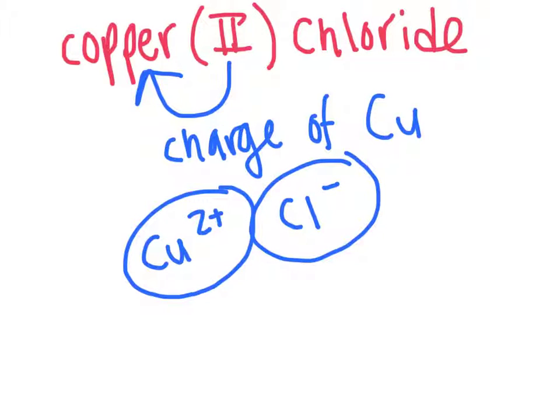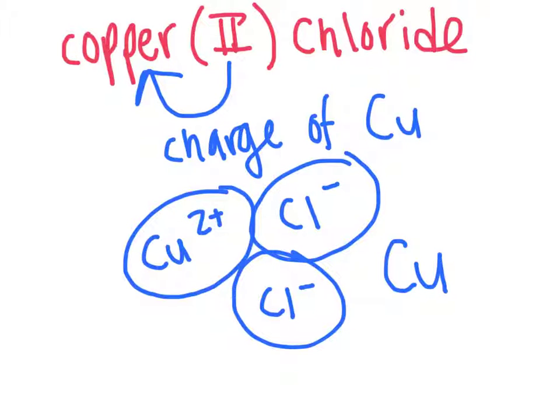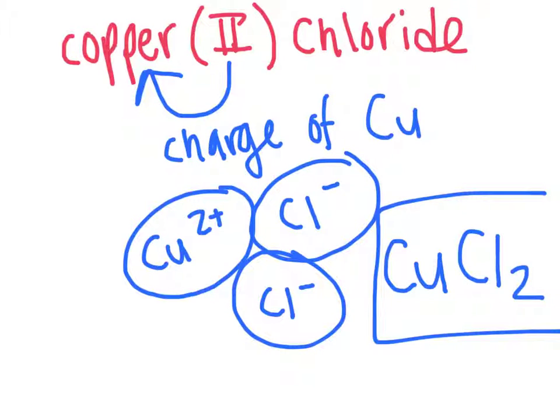Now we're back to the same game that we played in the last lesson. Balance the charge until you have a neutral compound. So I need to add another chlorine here. Okay? And now I actually need to just write the chemical formula for it. I have 1 copper and 2 chlorines to make my neutral compound. So here, my friends, is the chemical formula.